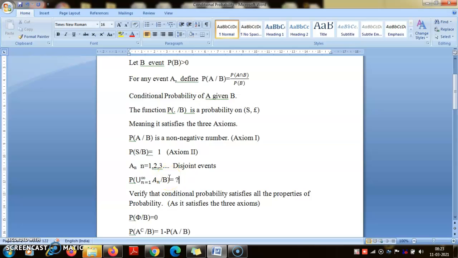Now basic set theory knowledge will tell you that the union of A_n intersection B is the same as the union of A_n intersection B's. Now since the A_n's are disjoint, therefore A_n intersection with anything will also be disjoint. That is, A_i intersection B and A_j intersection B will be disjoint. So you can apply the third axiom to the union in the numerator, and then you can get the result.